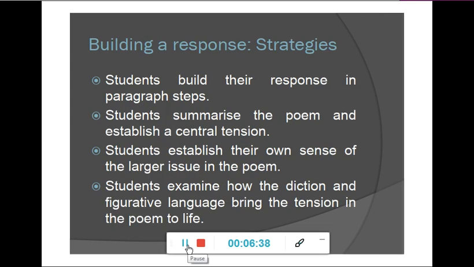So, what are the strategies of building your response? Number one, students build their response in paragraph steps. Students summarize the poem and establish the central tension. You establish your own sense of the larger issue in the poem. You examine how the diction and figurative language bring the tension of the poem to life.